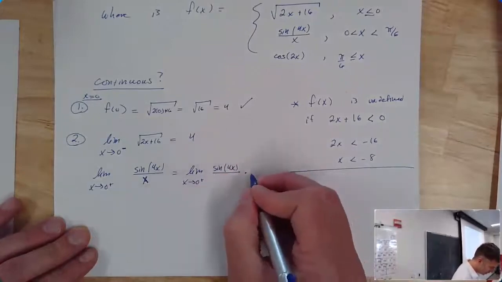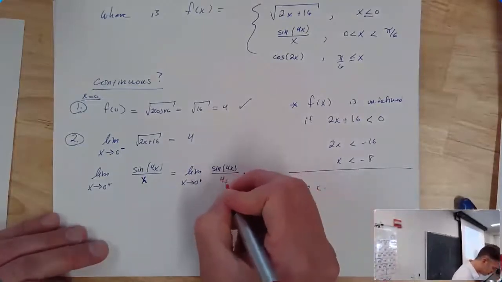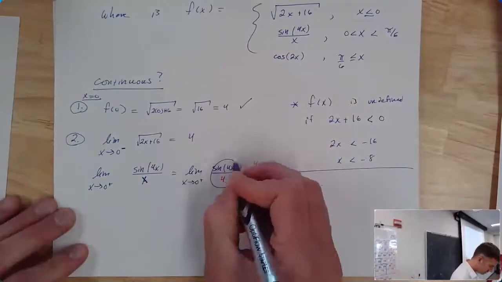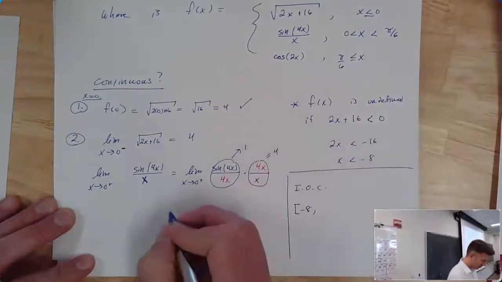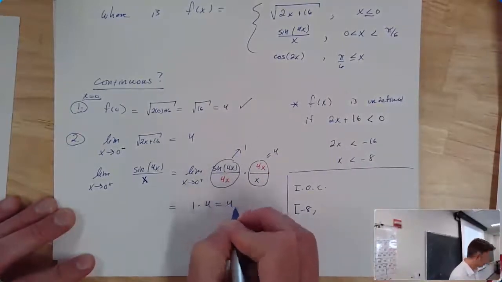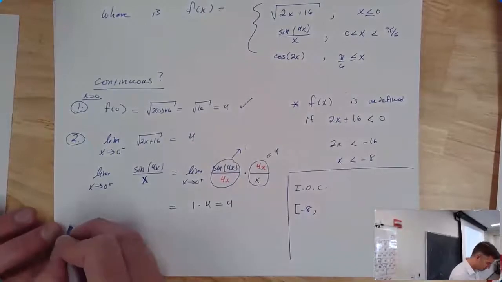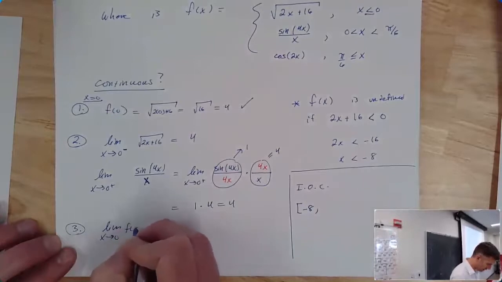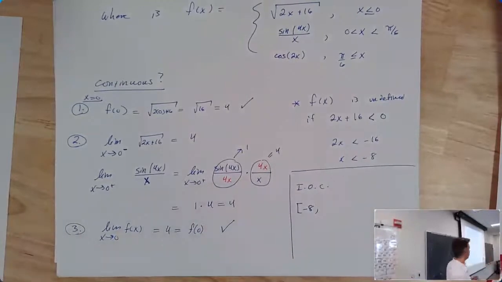over something times something over x. And the thing we want to be beneath sine of 4x is 4x. So then we write another 4x on top to accommodate for that. The limit of this, that goes to 1. This simplifies to 4. So we do in fact get 1 times 4, which is 4. So the limit from both sides is 4, which means, great, we have that the limit as x approaches 0 of f of x is equal to 4, which is equal to f of 0. So the function is continuous at 0.